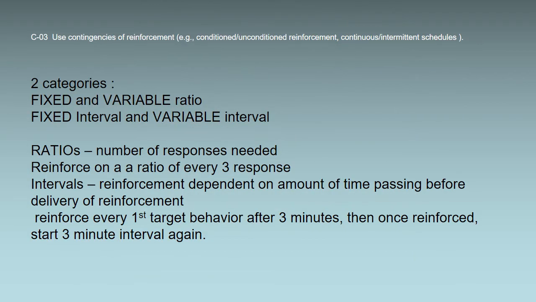Within intermittent reinforcement, there are two broad categories, ratio and intervals. Ratios are the number of responses needed. This means that we're going to give reinforcement dependent on the number of responses, whatever that is. So we might say something like, we'll reinforce in a ratio of every 3 responses. So for every 3 correct responses, that person will get reinforced.